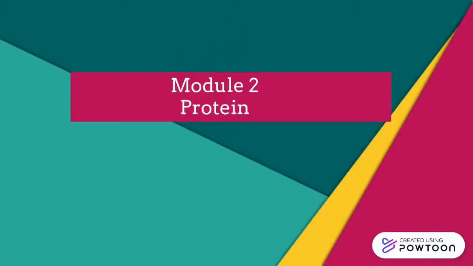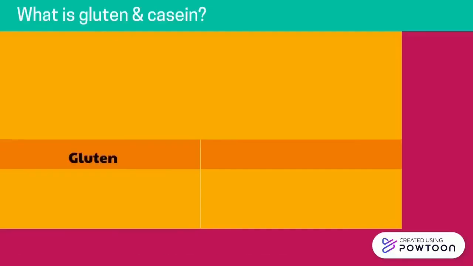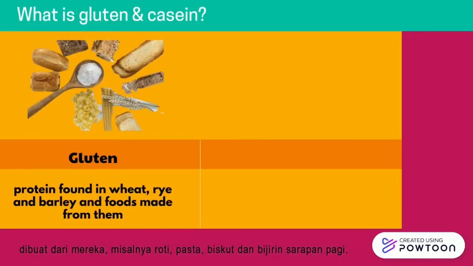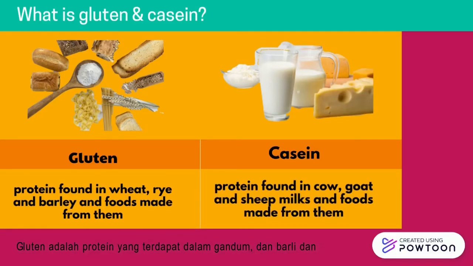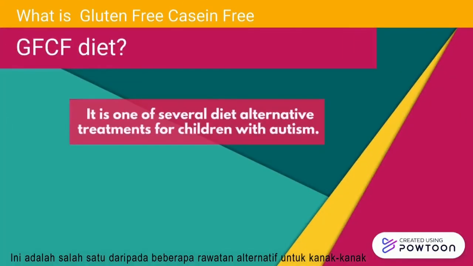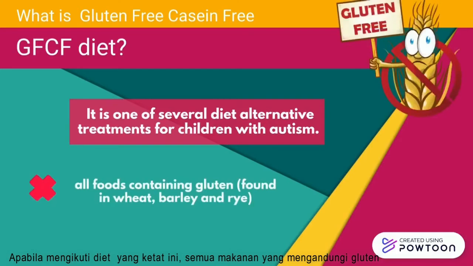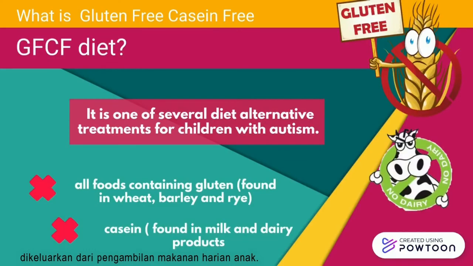In this part of protein, we will discuss gluten-free and casein-free diet. Gluten is a protein found in wheat, rye and barley and foods made from them, for example bread, pasta, biscuits, and breakfast cereals. While casein is a protein found in cow, goat, and sheep milks, and foods made from them, for example cream, yogurt and cheese. A gluten-free, casein-free diet is one of several alternative treatments for children with autism. When following this strict elimination diet, all foods containing gluten found in wheat, barley, and rye and casein found in milk and dairy products are removed from the child's daily food intake.